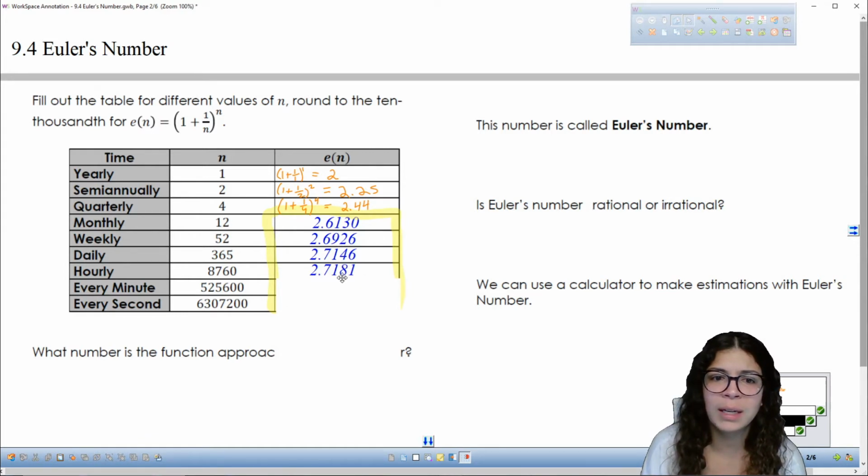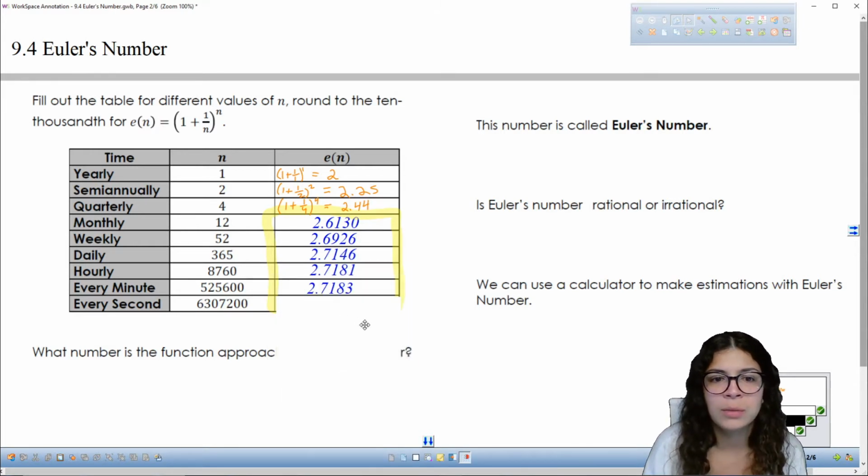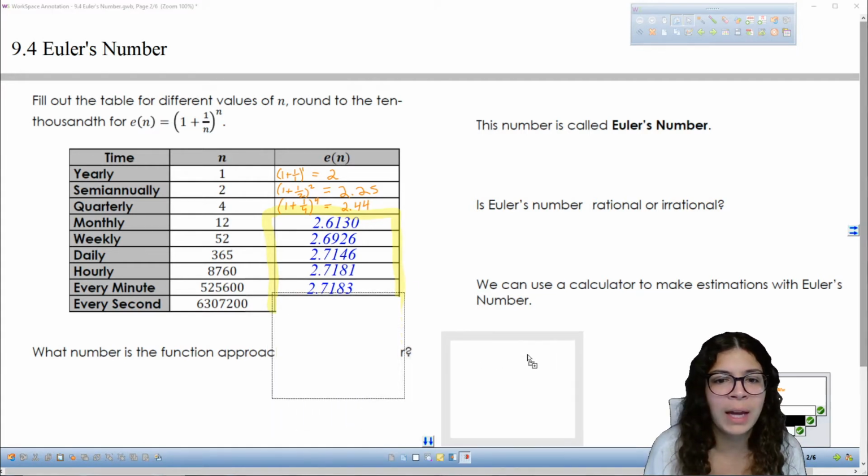Okay, so we started at 2 and we're getting what it looks like very close to 2.71-ish. And we're kind of getting a little bit larger, maybe going to 2.72, but the difference first was a little bit higher, and now it's almost staying the same number. Let's try every minute. What would that number be? 2.7183. And what about every second of the year? What would that number be?